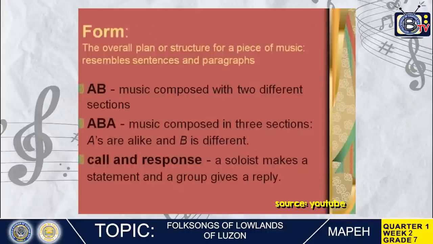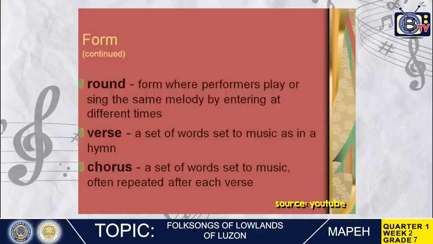Form. The overall plan or structure for a piece of music resembles sentences and paragraphs. AB is music composed with 2 different sections. ABA is music composed in 3 sections. A's are alike and B is different. Call and response refers to a soloist making a statement and a group gives a reply. Round is a form where performers play or sing the same melody by entering at different times. Verse is a set of words set to music as in a hymn. Chorus is a set of words set to music, often repeated after each verse.